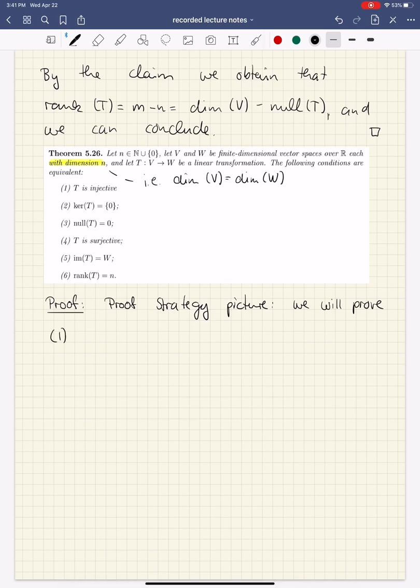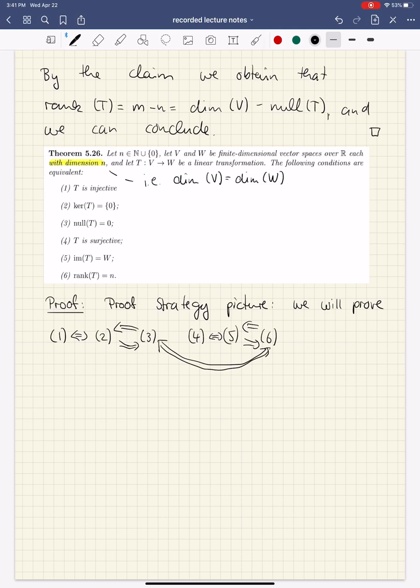So we're going to prove that 1 is equivalent to 2. We're going to show that 2 is equivalent to 3. Or actually, let me put this in twice. So we're going to show that 2 implies 3, and we're going to show that 3 implies 2. Then we're going to show that 4 is equivalent to 5, because that we already have. We're going to show that 5 implies 6 and 6 implies 5. And then the major part to connect, we're going to show that 3 and 6 are equivalent.